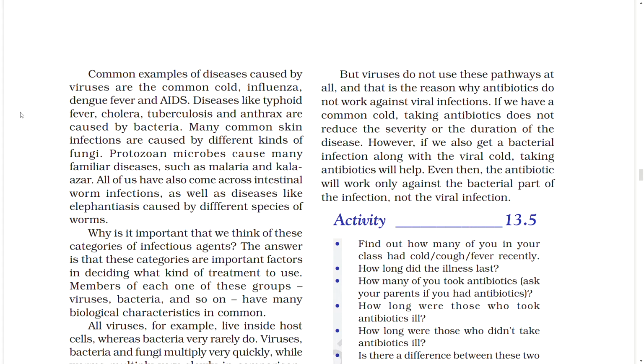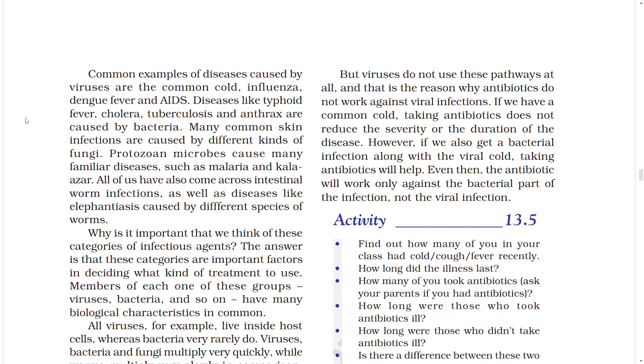Common examples of diseases caused by viruses are the common cold, influenza, dengue fever, and AIDS. Diseases like typhoid fever, cholera, tuberculosis, and anthrax are caused by bacteria. Many common skin infections are caused by different kinds of fungi. Protozoan microbes cause many familiar diseases such as malaria and kala-azar. All of us have also come across intestinal worm infections as well as diseases like elephantiasis caused by different species of worms.